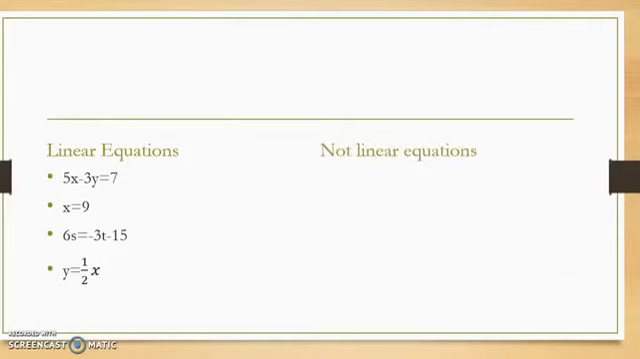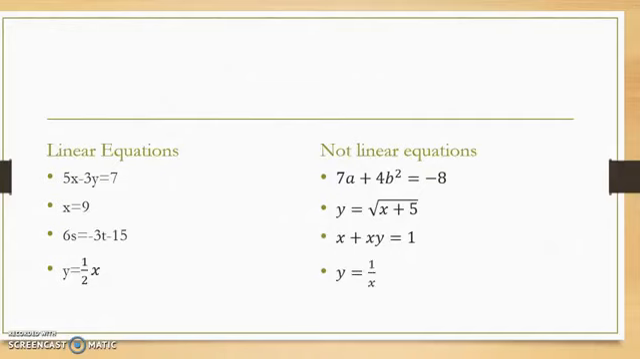So, not linear equations. 7a plus 4b squared equals negative 8. 4b squared makes it not linear because the exponent is not 1. The square root of x plus 5 is not linear. x plus xy equals 1 is not linear because we're multiplying two variables. And y equals 1 over x is not linear because we're dividing by a variable.